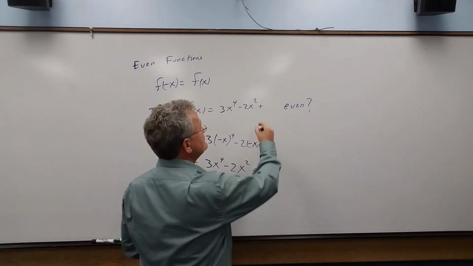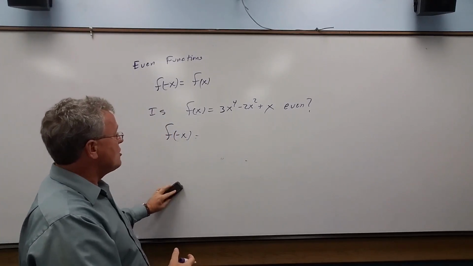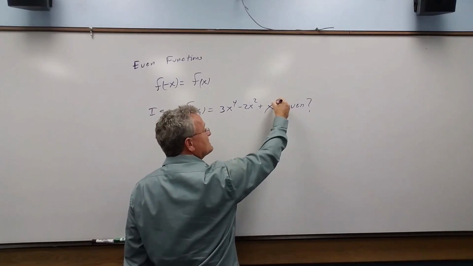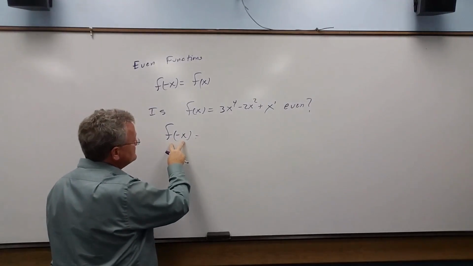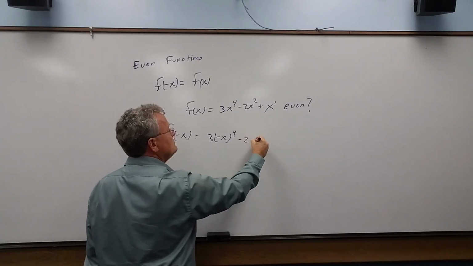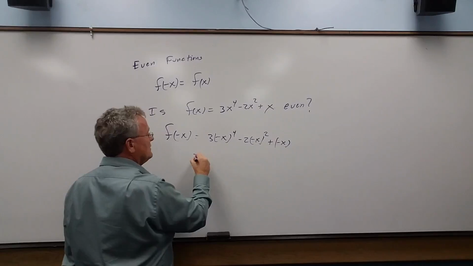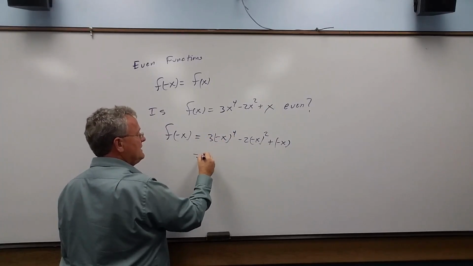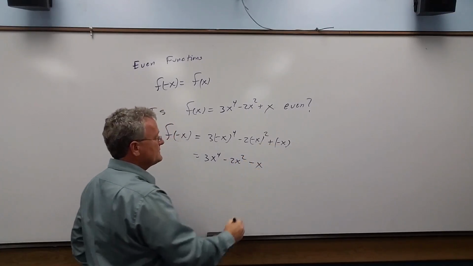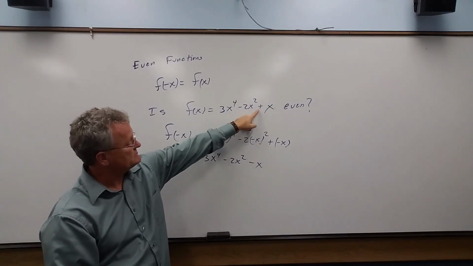If we had plus x, is this function even? Well, the answer is no, because all the exponents are not even. Here we get x, this is really x to the 1. But if we show this, f of negative x, 3 negative x to the 4, 2 negative x squared, plus a negative x. Again, negative to an even power, it turns positive. And here we get this. Now this is not the same as this, because we have a minus x, not a plus.